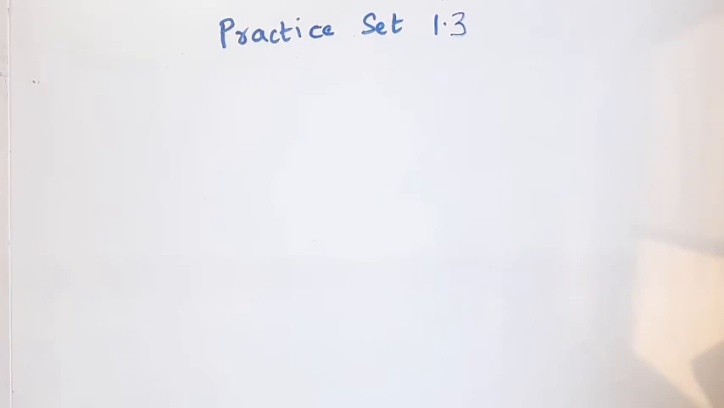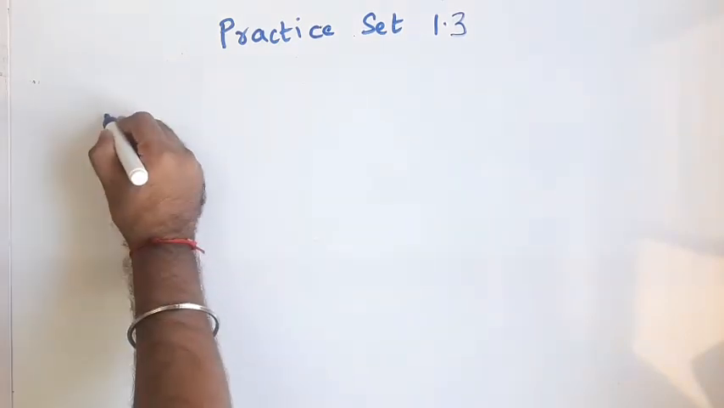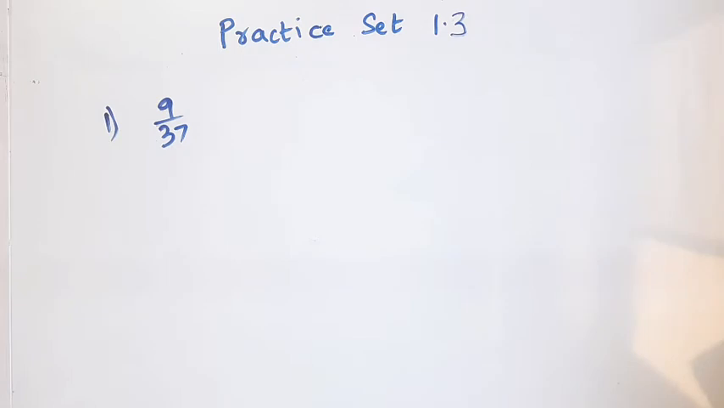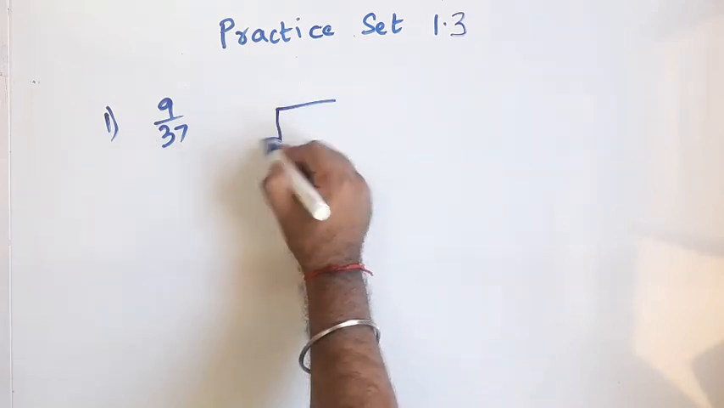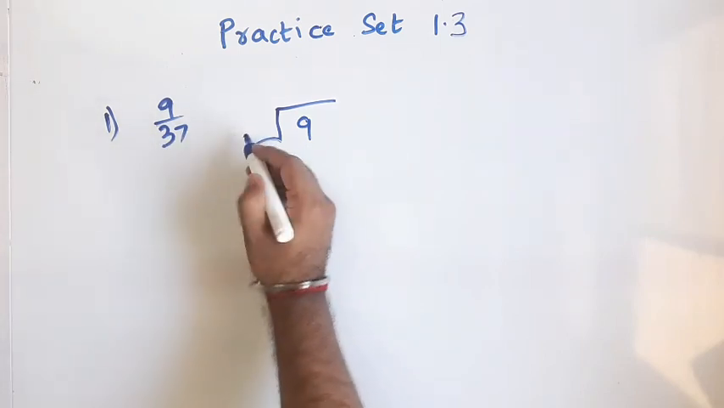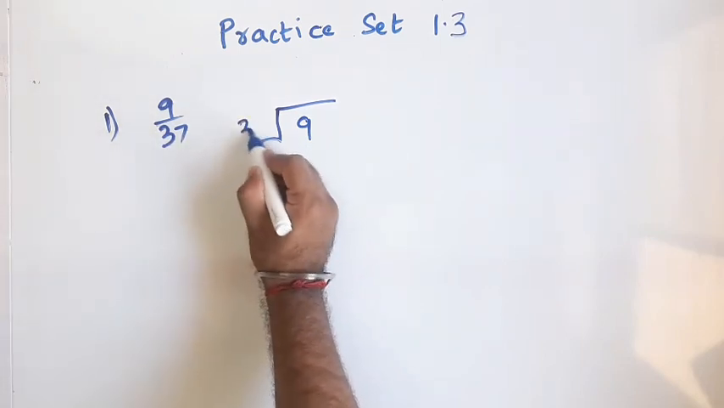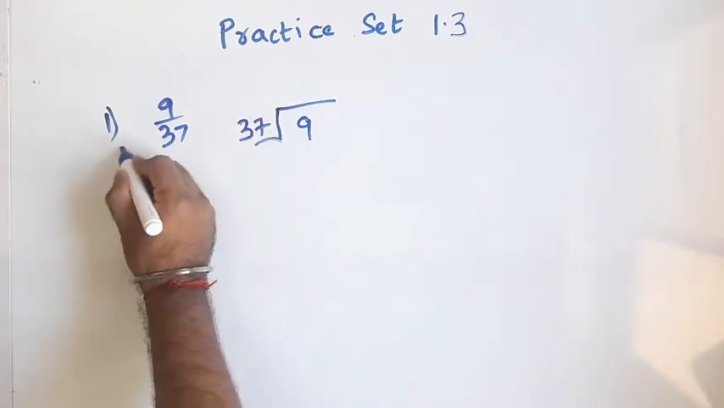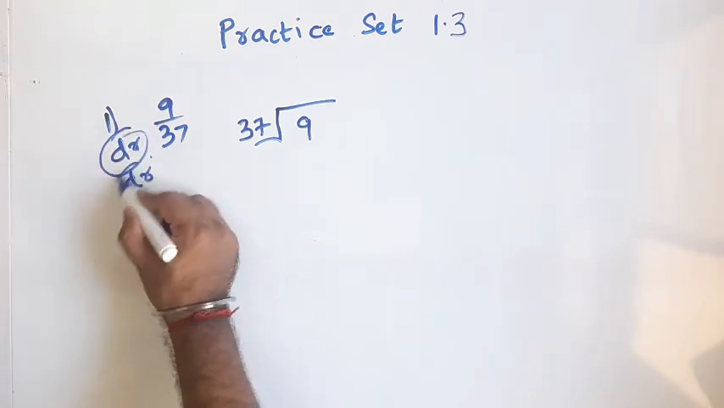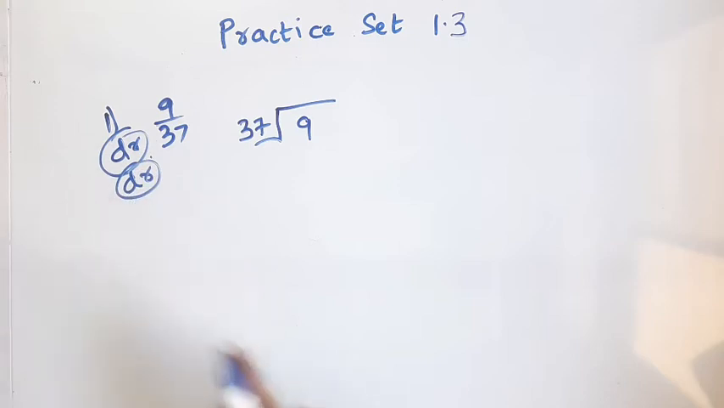Hello everyone, so we'll be starting with practice set 1.3 today, and what we have to do is convert the rational numbers in decimal form. First thing where most of you make the mistake is where to place the numerator and where to place the denominator. The numerator becomes your dividend and the denominator becomes your divisor. One easy way to remember is this is the denominator, and that is why it is the divisor. The denominator becomes your divisor.